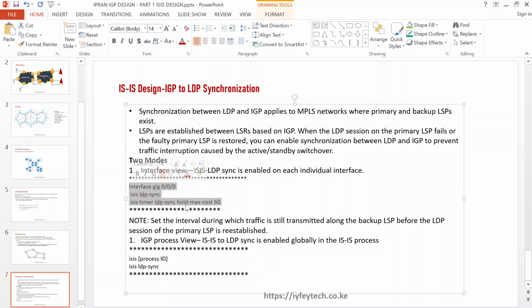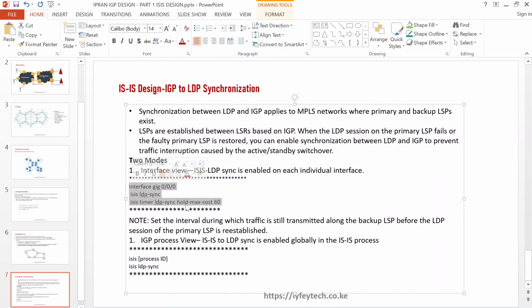And then you also need to configure the hold time, the interval during which traffic is still transmitted along the backup LSP before the session of the primary LSP is re-established. So you configure some hold time cost or timer such that the traffic switchover doesn't happen immediately. It has to wait for some time before the traffic switchover happens.